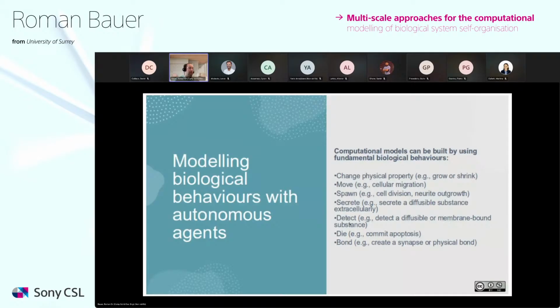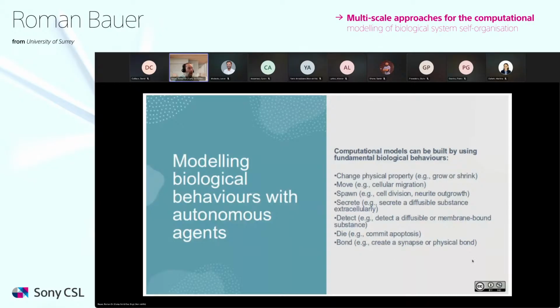And then we have detect. So this will mean, for example, that the cell can sense a guidance cue, or can sense a gradient of a guidance cue. And then we have die. So cells can die. They can commit to apoptosis or necrosis, so they can vanish. And finally, bond. So this could be, for example, a physical bond between 2 cells, 2 cell bodies, or this can be also a synapse between neurons. So this is some kind of bonding mechanism.